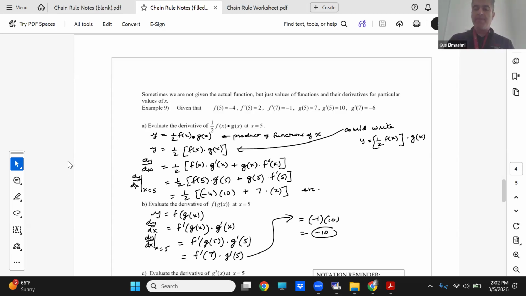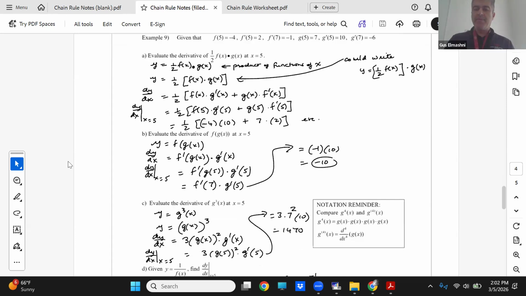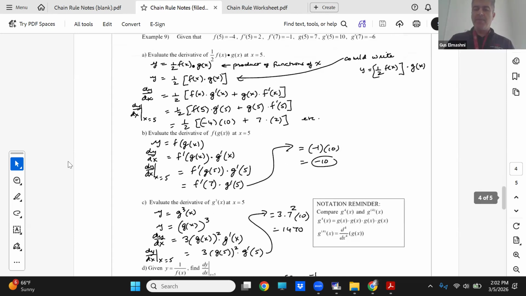How about C? Should be 1470. It's 1470 because you move the 3 to the front, drop the exponent by 1, multiply to the inside. G of 5, of course, is 7 squared, you get 49. Times 3, what's 147? G prime 5 is 10, you get 1470. And by the way, sometimes we use these little symbols here to show how many times this function's happening, likewise with derivatives.